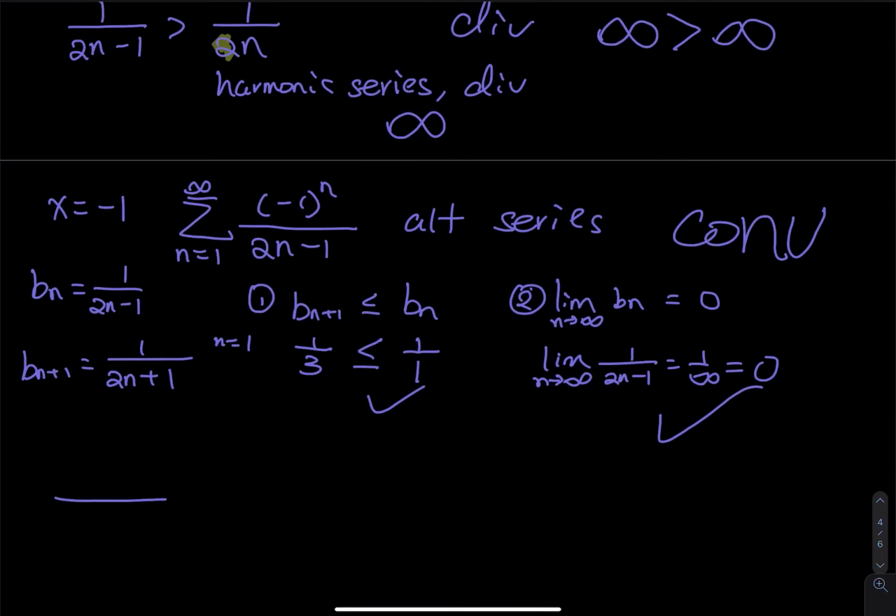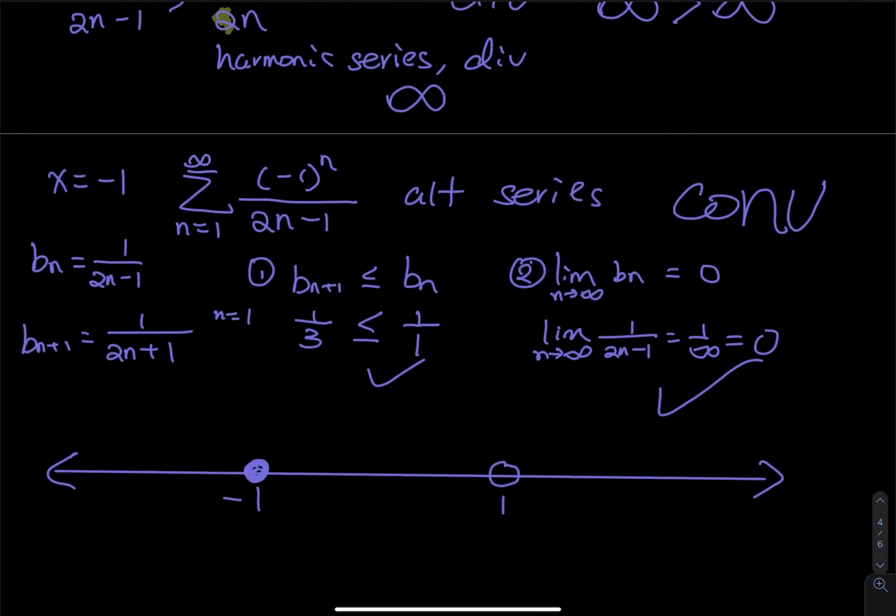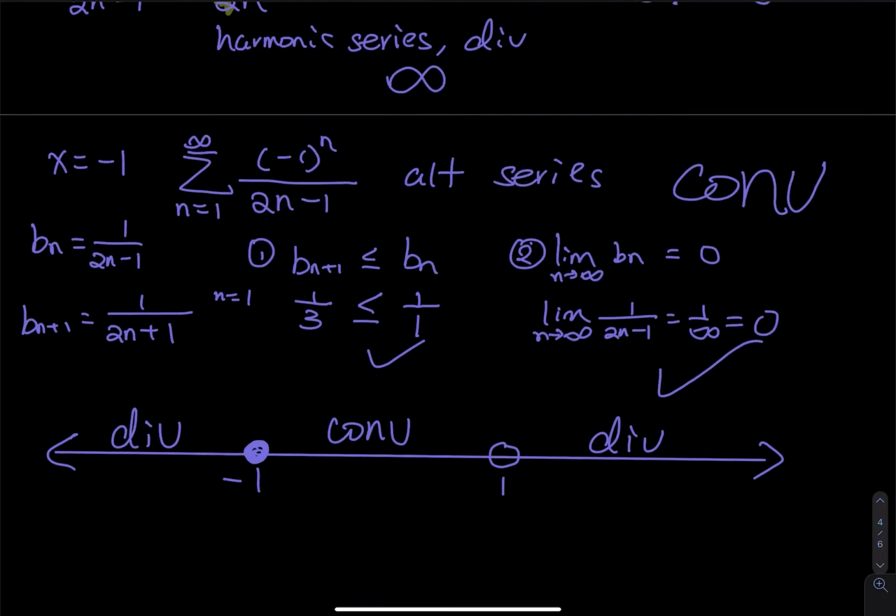So let's draw a conclusion to summarize what we found. We have -1 and 1. When x equals -1, we draw a solid point. And this is an open circle because when x equals 1, look at the first test, we have a divergence. So this is convergent, and when x is outside of this interval, we have divergence.